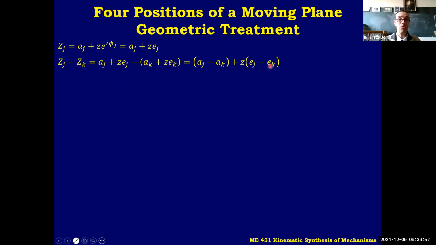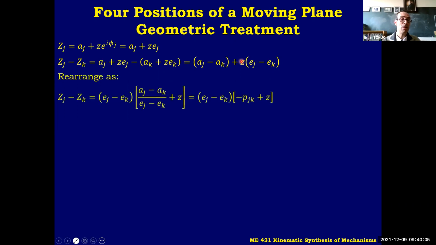And if I rearrange this equation, what I'm going to get will be something like this. Zj minus Zk is going to be ej minus ek. So when I multiply this with z, I'll obtain this term. And then I have aj minus ak over ej minus ek multiplied with this. These two will cancel. So I'll recover this.